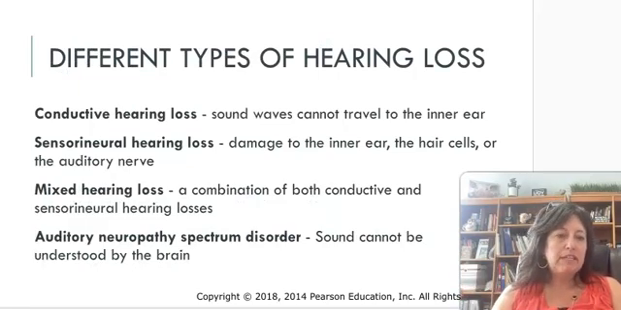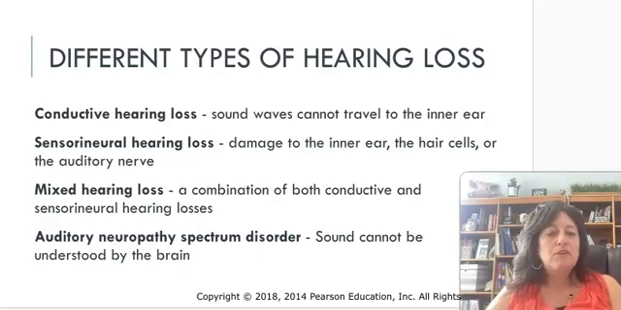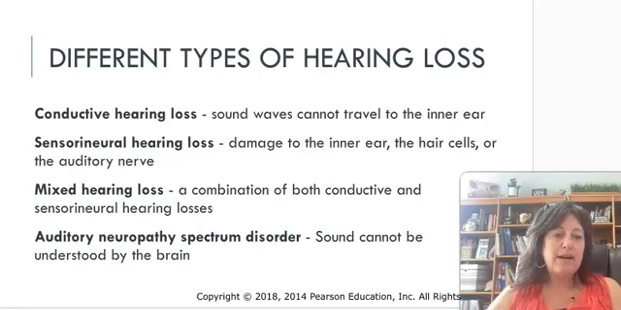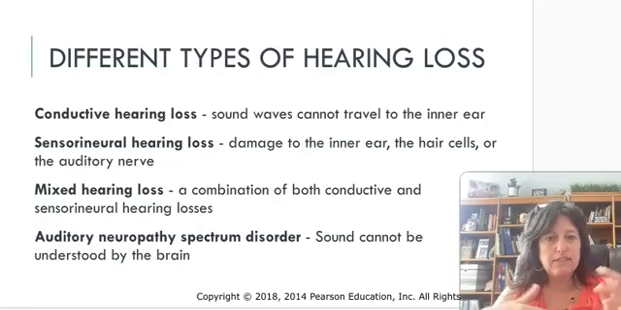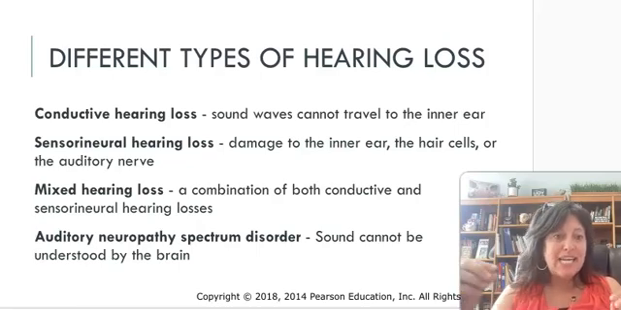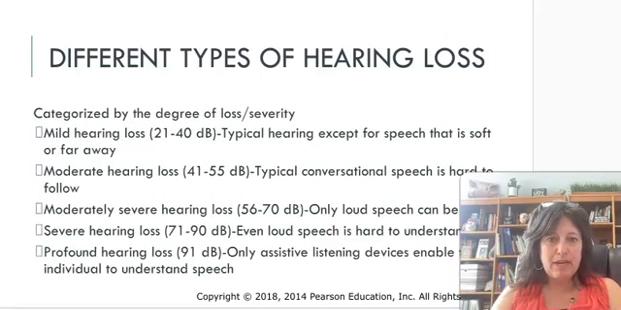So when we talk about hearing loss, there are different ways this can occur. The first is what's called conductive hearing loss, where the sound waves cannot travel to the inner ear. Then we have what's called sensorineural hearing loss. This is damage to the inner ear, those tiny hair cells that you saw in the video, or even to the auditory nerve. Then you can have what's called mixed, a combination of both conductive and sensorineural hearing loss. And the last one is called auditory neuropathy spectrum disorder, which means that sounds cannot be understood by the brain.